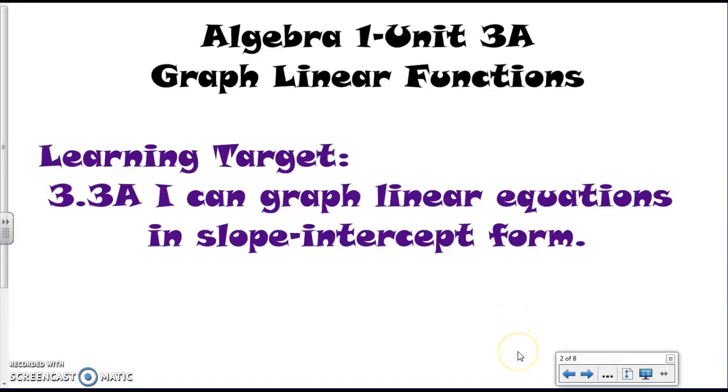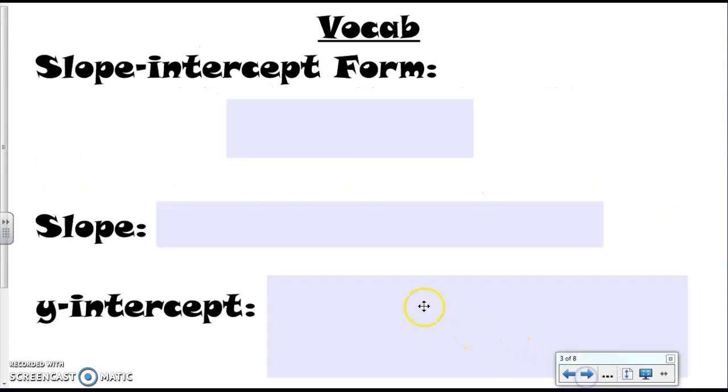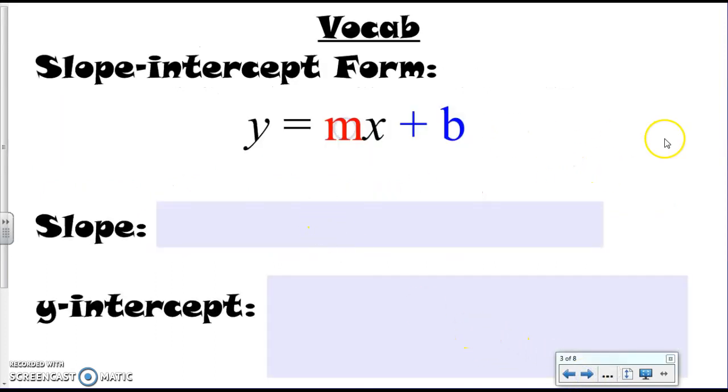Today we're going to start talking about how to graph linear functions using some shortcuts rather than the tables that we did last week. So our first focus here is graphing linear equations that are in slope-intercept form. That should actually sound pretty familiar to you.